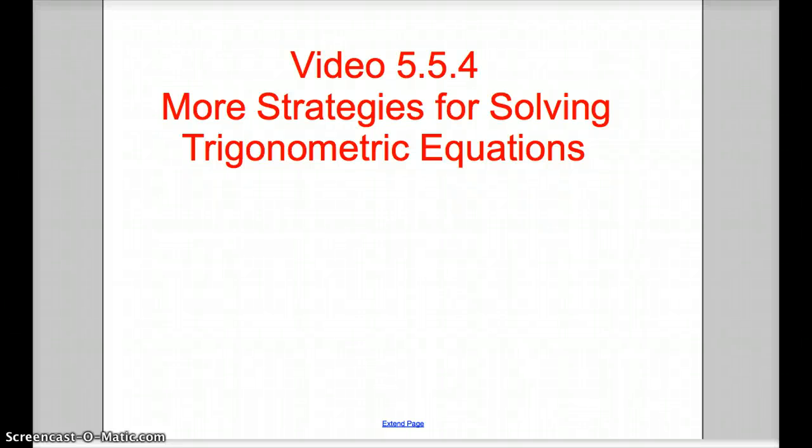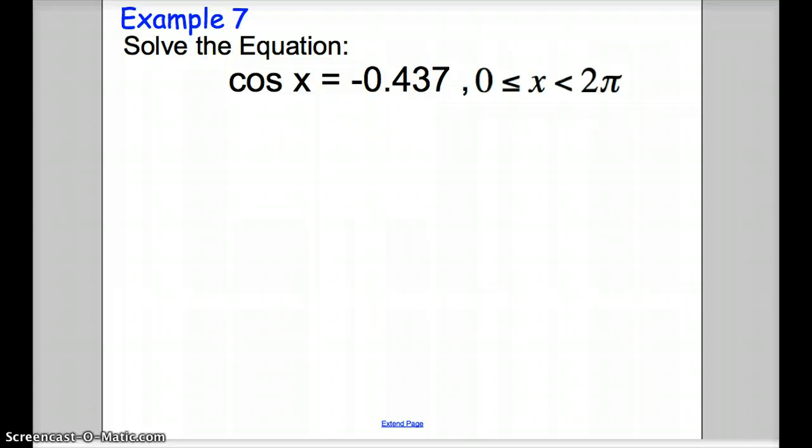This is video 5.5.4. We're going to look at more strategies for solving trigonometric equations. These involve using your calculator and solving application questions using what you've learned about solving functions here. So we're going to solve the equation cosine of x is equal to negative 0.437.